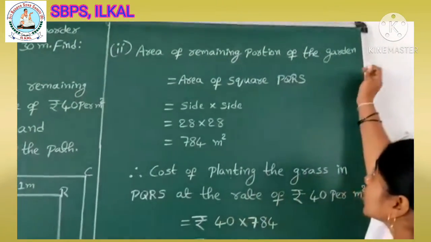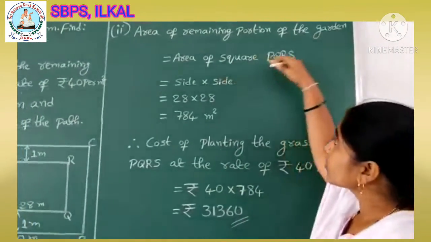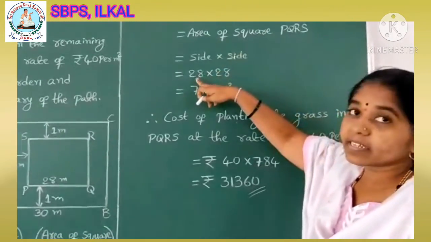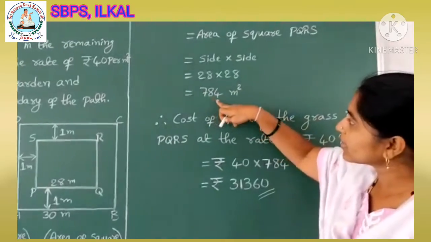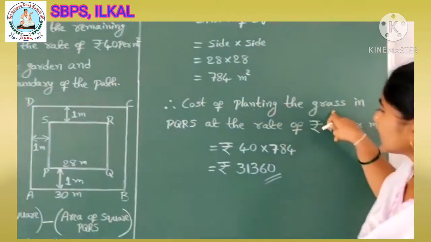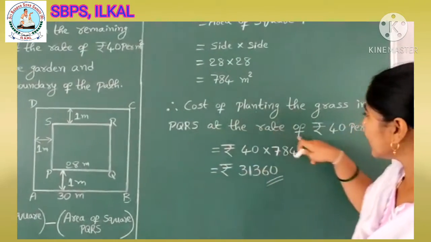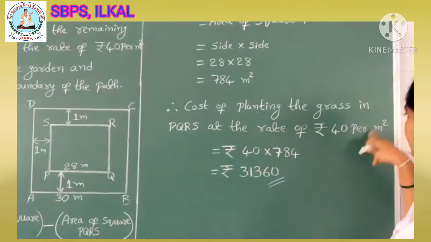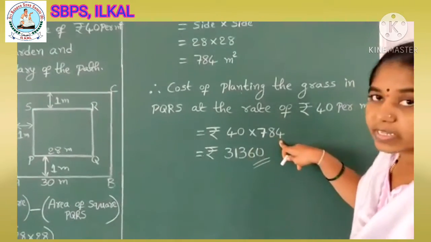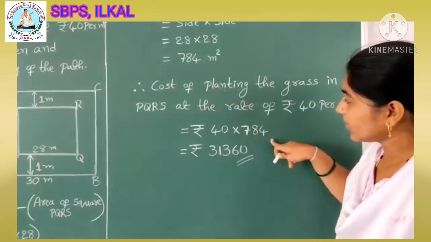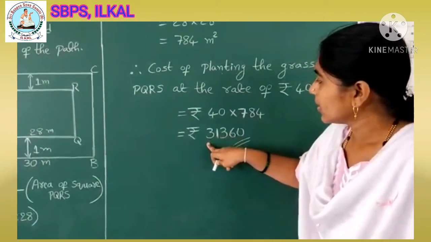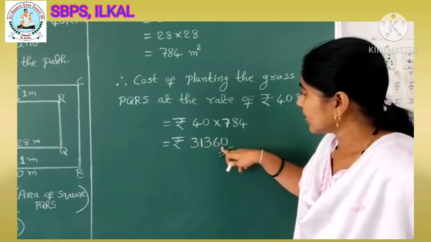Area of remaining portion of the garden is equal to area of square is equal to side into side. Means each side of a square is 28, then 28 into 28 is equal to 784 square meter. Therefore, cost of planting the grass in PQRS at the rate of rupees 40 per square meter is equal to rupees 40 into area of that square garden, that is 784 square meter. 40 into 784 gives rupees 31,360.